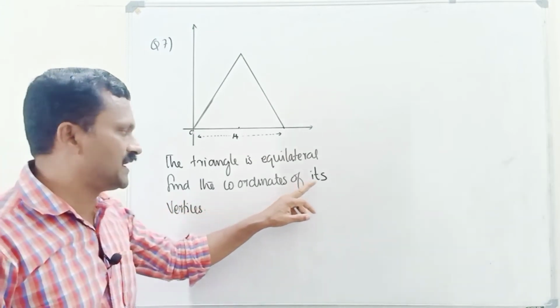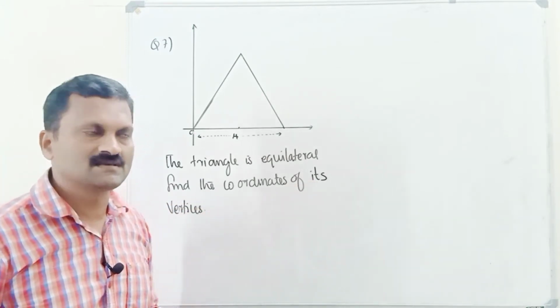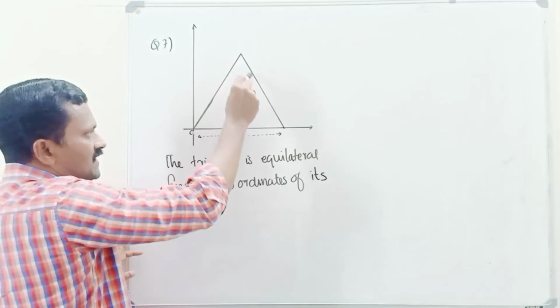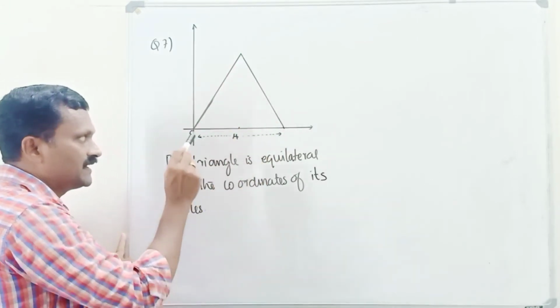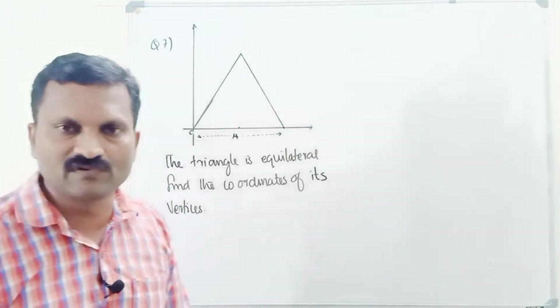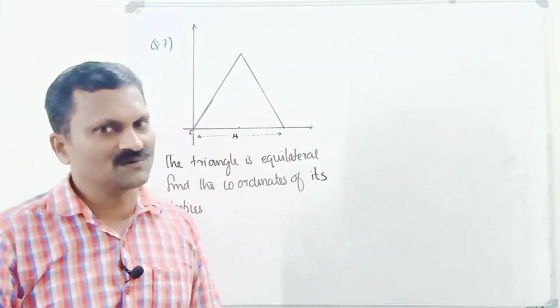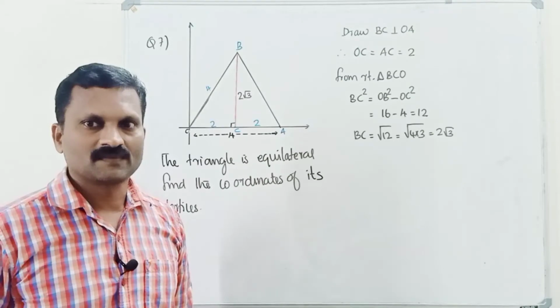The triangle is an equilateral. Find the coordinates of its vertices. In the figure, it shows an equilateral triangle and one of the side is 4 unit. Find all the vertices of the triangle. Okay? Let's see the answer.